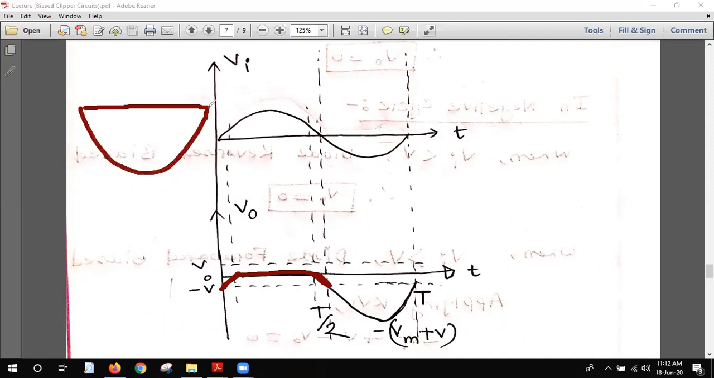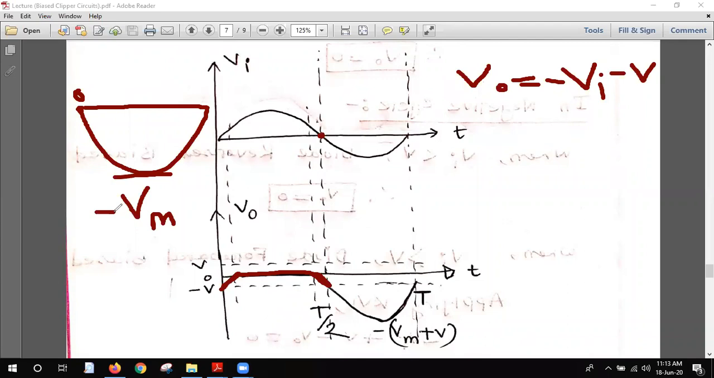Okay. For the negative cycle, my student, the output equation was V output equals minus Vi minus V. You see that in the negative cycle, the starting value is 0. This point is 0, and the peak value is minus Vm. Basically, this is in the negative cycle, so minus Vm is the peak value.